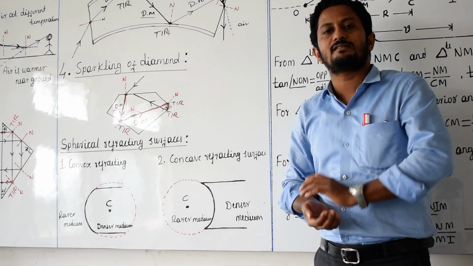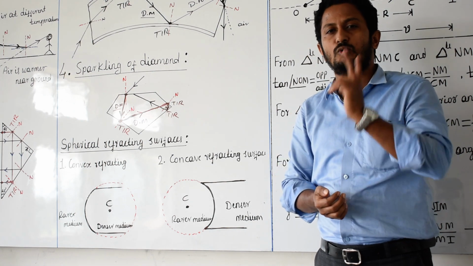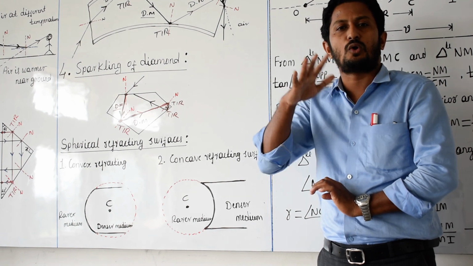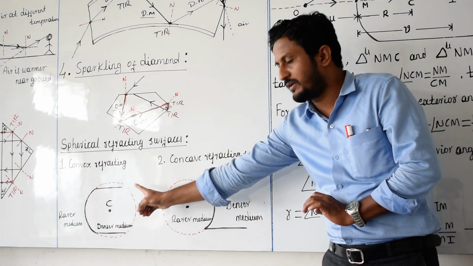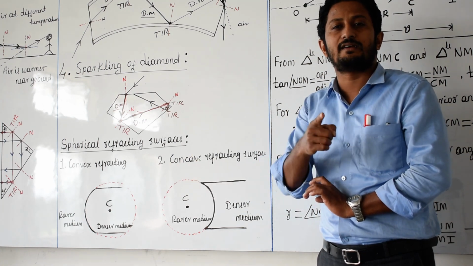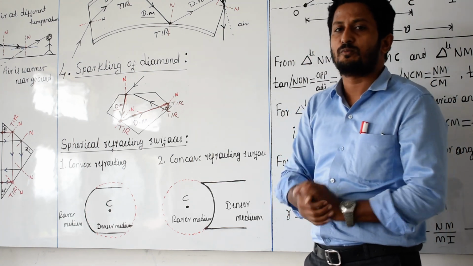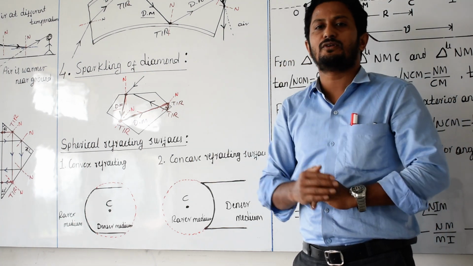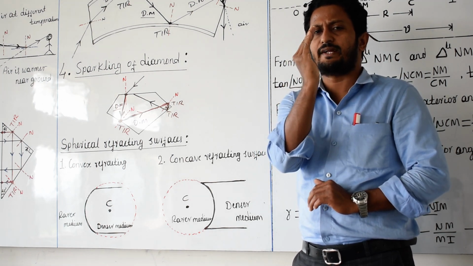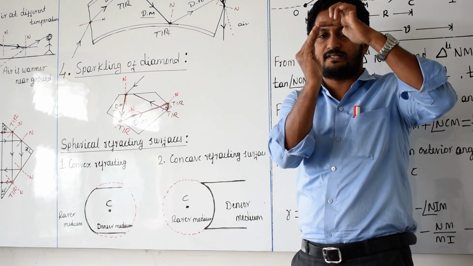These spherical refracting surfaces are mainly classified into two types. One is the convex spherical refracting surface and the other is the concave spherical refracting surface. Convex and concave mean what? First of all, you should know convex. A convex surface looks thick at the middle compared to the edges.